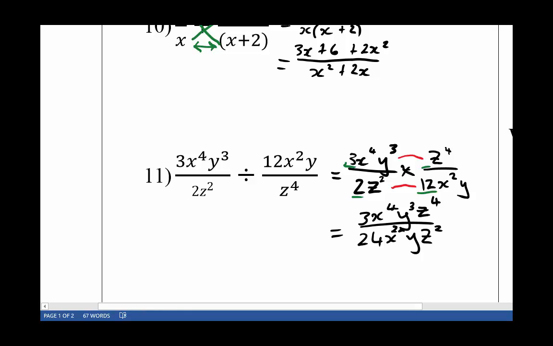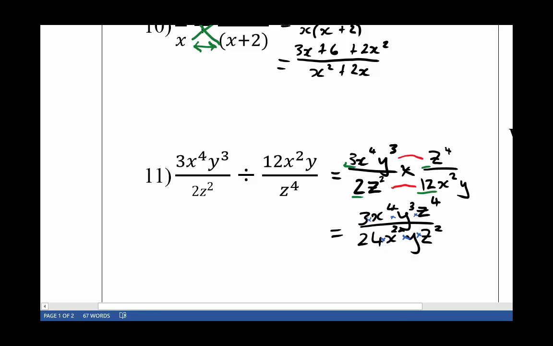Now I can look for similar things in the top and in the bottom. And here, they are all multiplying together. They're all in these tiny little multiply signs. I can't really do them with this pen, but there's a multiply sign there, multiply sign there, and a multiply sign there. And so because they are multiplying, I can look at things on the bottom. If they're multiplying too, which they are, there's a multiply there, and a multiply there, and a multiply there. Because they're multiplying, I can cancel things out.